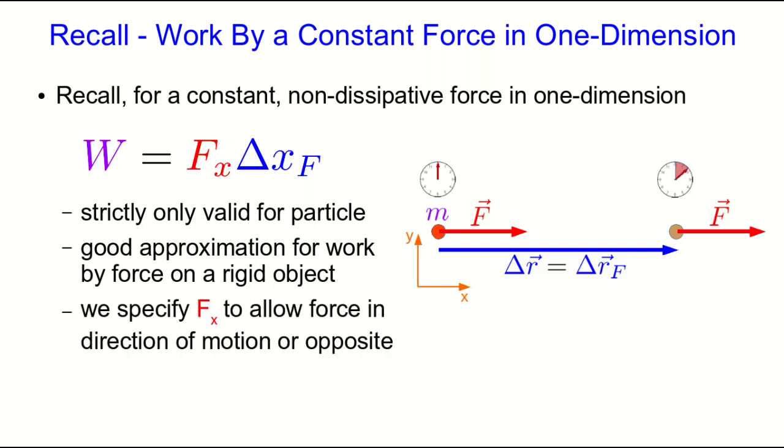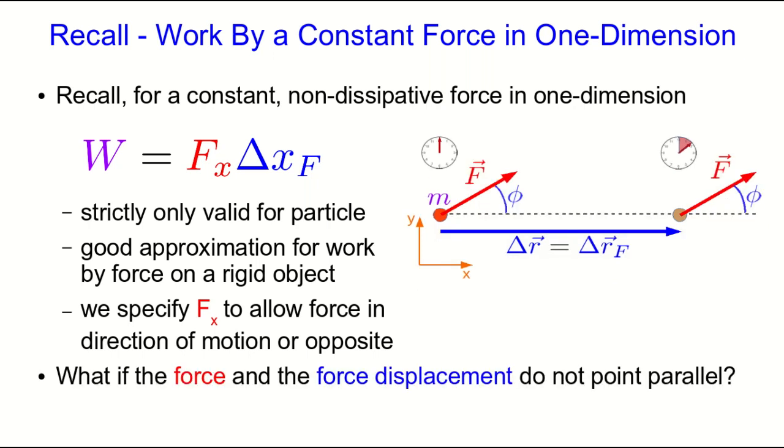And we're specifying F sub x, and in fact delta x sub F, because these are vector components, but we're talking about the case here where the vectors are parallel, so the only possibility is that those components are either positive or negative. But what if the force and the force displacement do not point parallel? Then how do we calculate the work by this force?